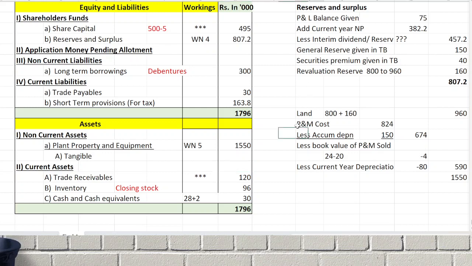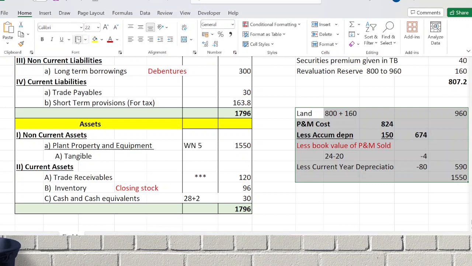Any doubt in it? Plant and machinery 824 minus accumulated depreciation gives us opening book value. This is book value 674 less book value of the plant and machinery sold. You get minus current year depreciation. This will give us the total of plant, property and equipment.